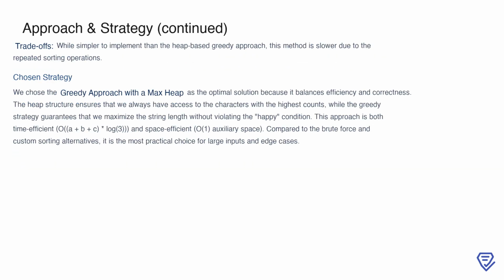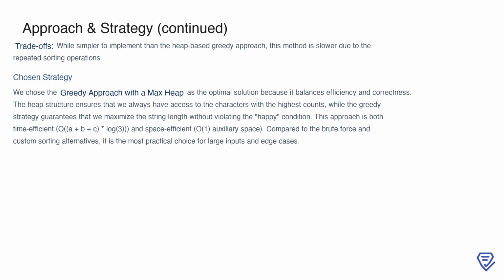Ultimately, the chosen strategy is the greedy approach with a max heap. This method strikes the right balance between efficiency and correctness. The heap structure ensures that we always have quick access to the characters with the highest counts, while the greedy strategy guarantees that we construct the longest possible string without violating the happy condition. With a time complexity of O(A plus B plus C) times log 3, and a space complexity of O(1) for auxiliary storage, this approach is both scalable and practical.